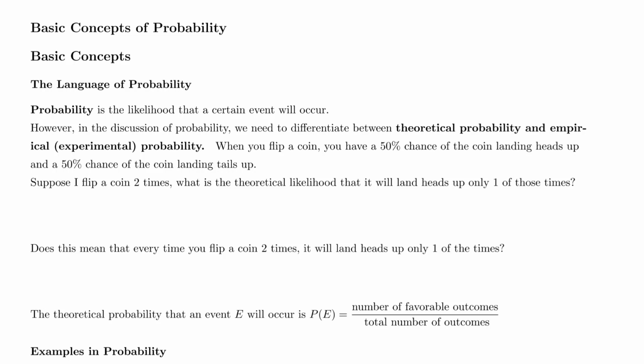Basic concepts of probability. Probability is the likelihood that a certain event will occur. However, in the discussion of probability, we need to differentiate between theoretical probability and empirical, or we also call it experimental probability. For example, when you flip a coin, you have a 50% chance of the coin landing heads up and a 50% chance of the coin landing tails.